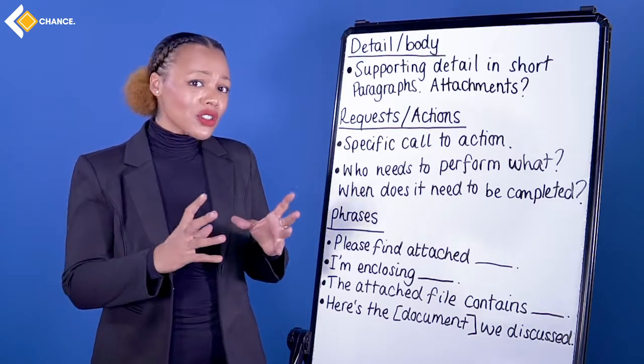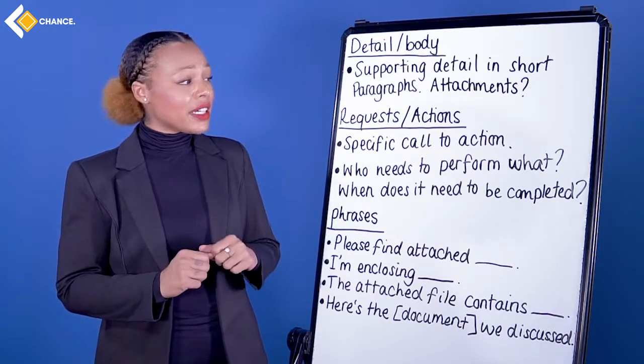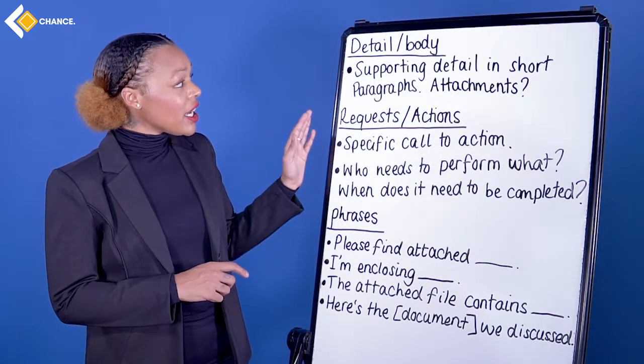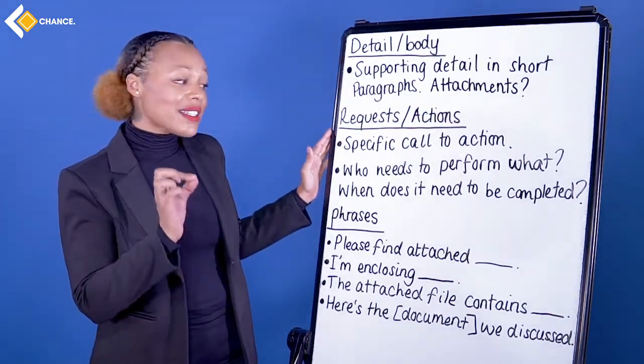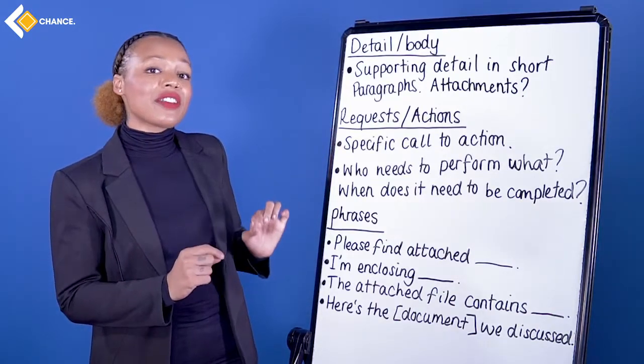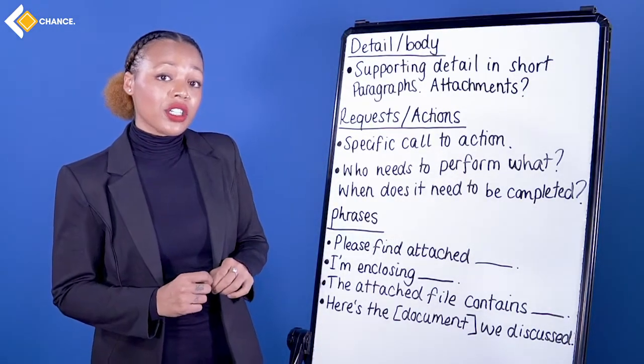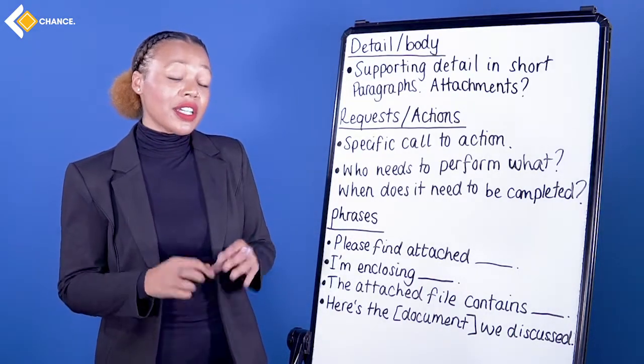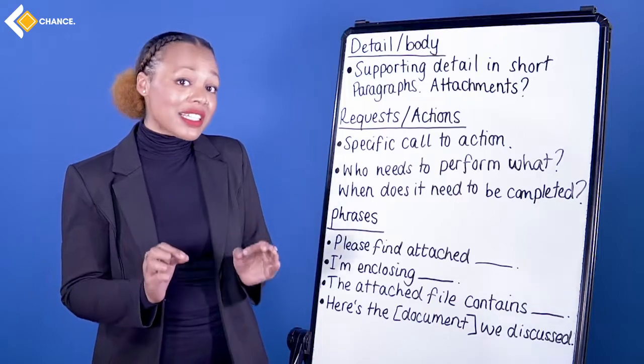Now, if you've got lots that you need to add, you might think about sending some attachments. In the body, there will be requests and actions. These are specific calls to action. What do you want? When do you want it by? How do you want it done? You need to be really, really specific.